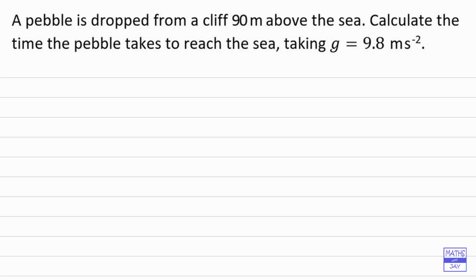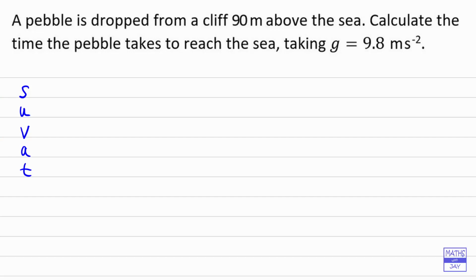In this example, we know that a pebble is dropped, so we know what its starting velocity is. It must be 0. And we know the distance that it falls, 90 meters. And we want to know how long it takes to do that. So we know that the pebble is falling under gravity, so we've got constant acceleration, so we can use our equations of motion. So let's have a look at the variables that we know that are involved.